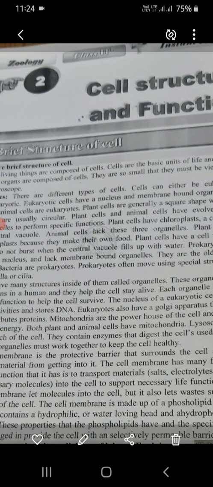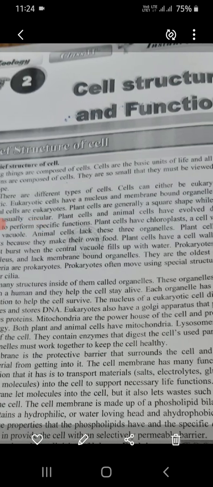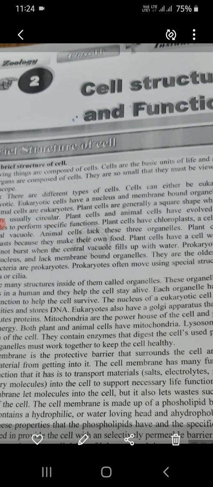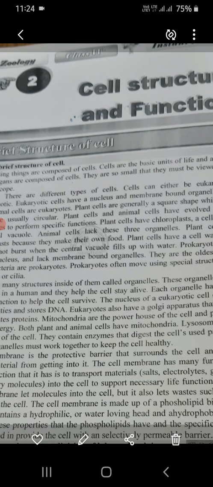Types. There are different types of cells. Cells can be either eukaryotic or prokaryotic. What are eukaryotic and what is prokaryotic? Eukaryotic cells have a nucleus and membrane-bound organelles. Plant and animal cells are eukaryotes. Those cells which have a prominent nucleus and membrane-bound organelles, those organelles which are inside the cell but are bound with the membranes, are called eukaryotic.